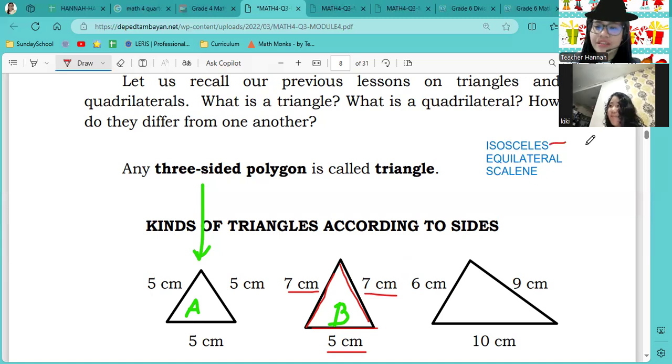You just had this exam a while ago. We also studied this yesterday. Isosceles has two equal sides. How about equilateral? How many equal sides does that have? 3. Okay, how about the scalene? How many equal sides? 0. Okay, so remember that, please.